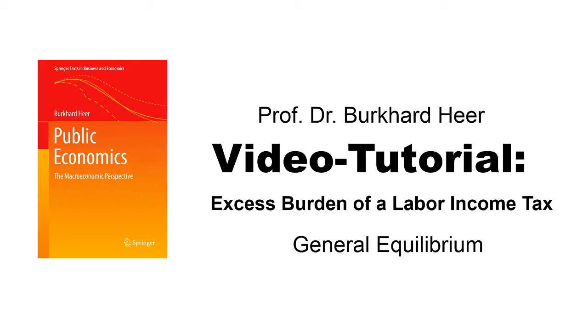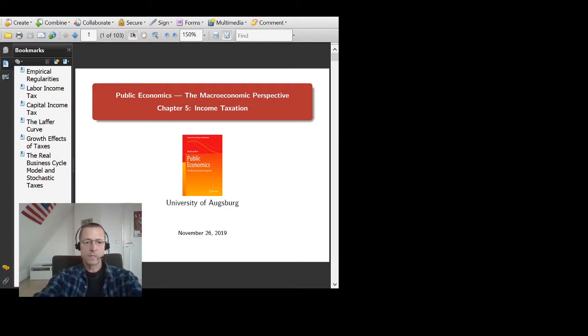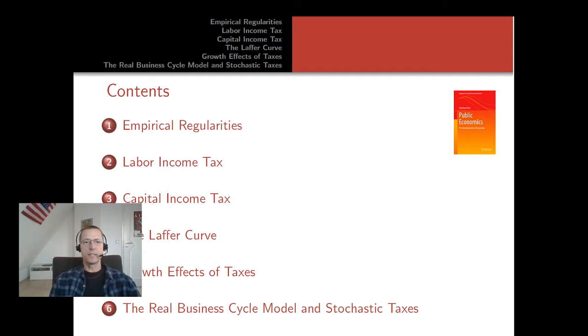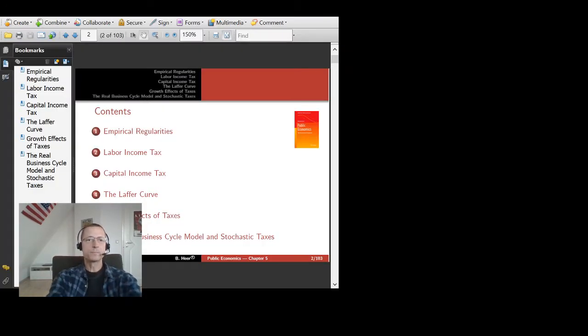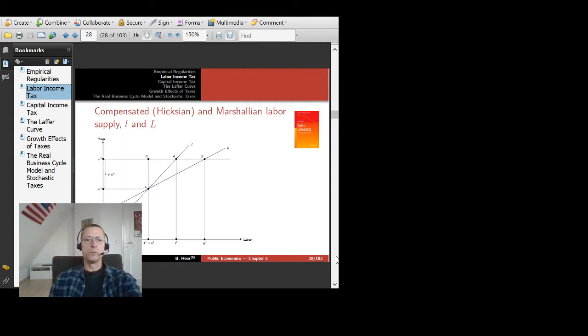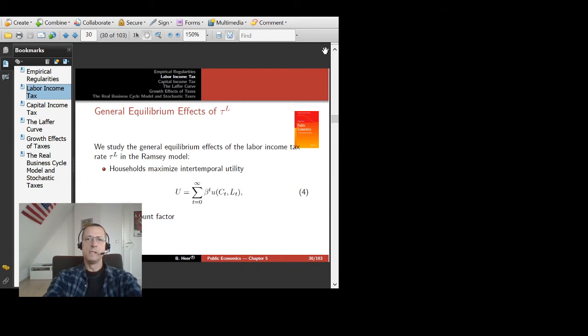Now this part will look at the general equilibrium effects of a labor income tax, and we will study the material of section 5.3.2, which you can also download from my homepage. So let's get into the slides, which are available on my homepage, and let's go to the section on labor income tax. And we click through to get to the general equilibrium analysis.